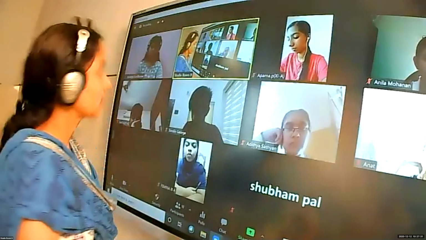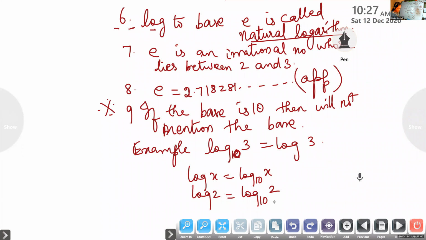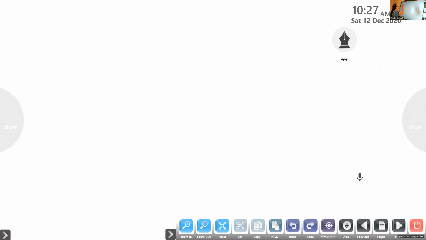Okay, children, write the next one. Find the values of the following. Under that first one, log 16 to the base 2.